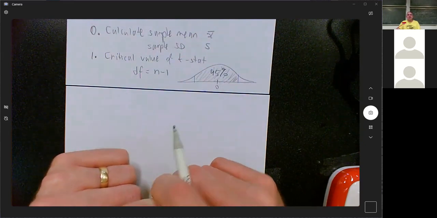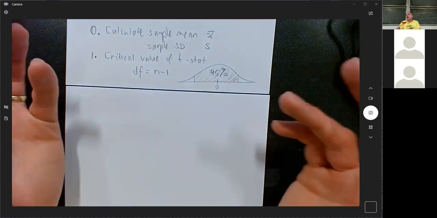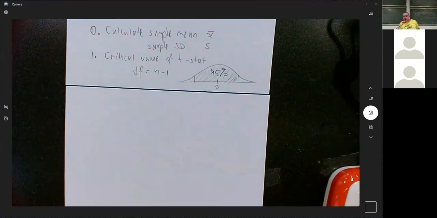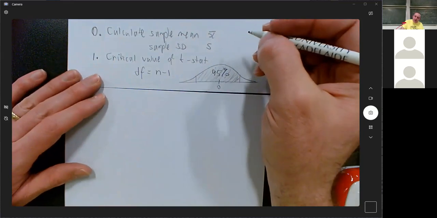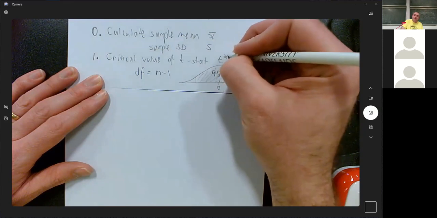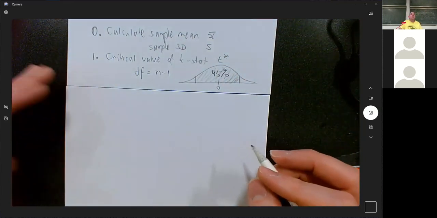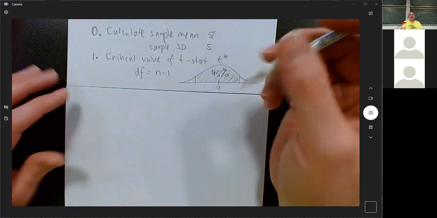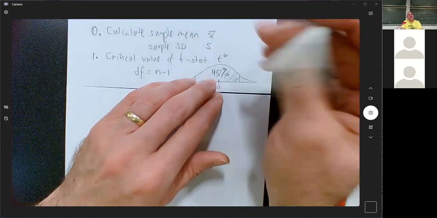So in general, it will usually be around the number 2 somewhere. If you were using a Z, it would be exactly 1.96. If we're using a T, it'll usually be a bit bigger than that. So it'll be bigger than 1.96 usually. And if you're really unlucky, it'll be over 2. And so that, in my book, they always call that thing T star. I don't know what your lecturer calls it. They call it T crit, T alpha on 2, something like that.